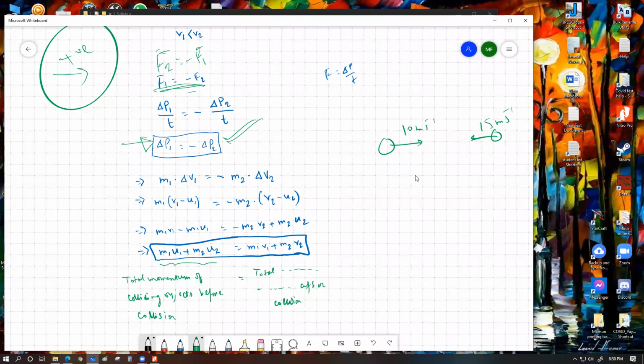So what I'm going to do, if I consider towards right as my positive direction, is write u1 equals 10 meter per second, positive velocity, and u2 equals minus 15 meter per second. That's how I have to write this.